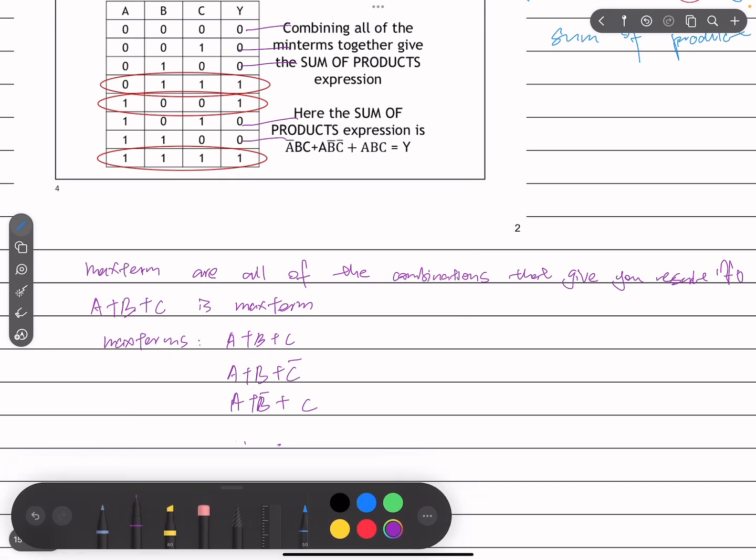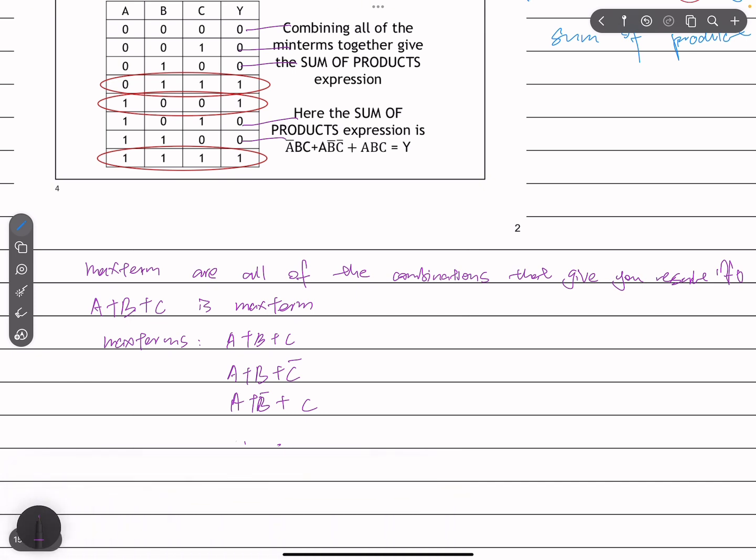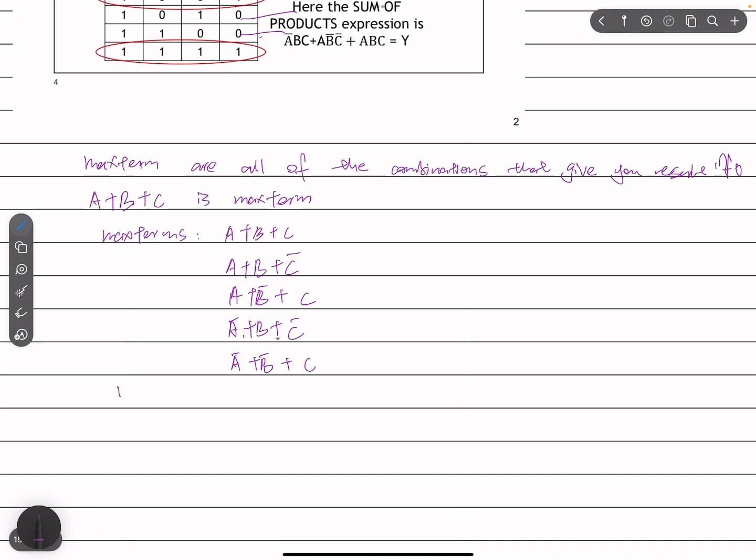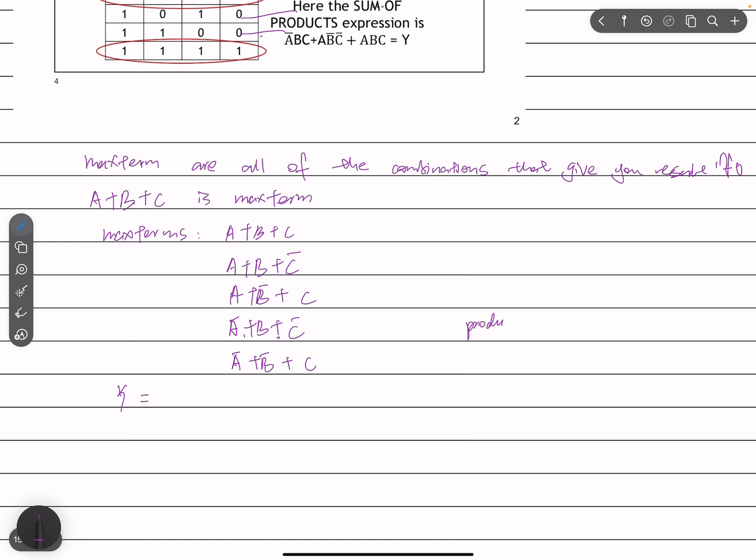So we're looking at this one right now, so it'll be A bar plus B plus C bar. This one will be A bar plus B bar plus C. When it's 0, it's 0. So the result in the product of sums.